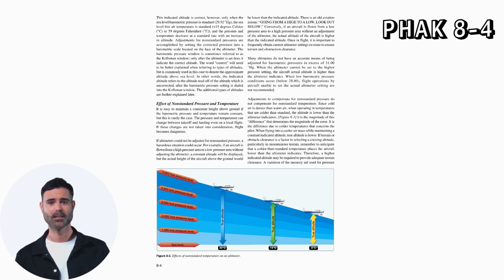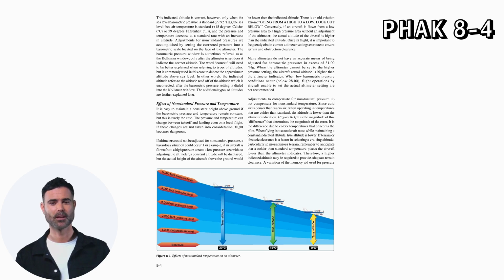The word correct will need to be better explained when referring to types of altitudes, but is commonly used in this case to denote the approximate altitude above sea level. In other words, the indicated altitude refers to the altitude read off of the altimeter, which is uncorrected, after the barometric pressure setting is dialed into the Kollsman window. The additional types of altitudes are further explained later.